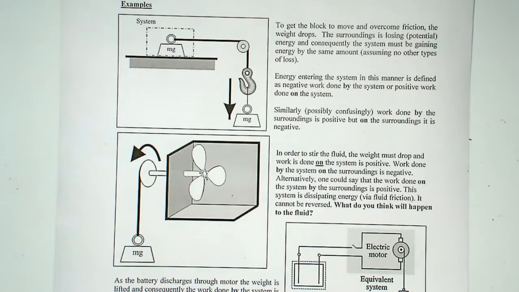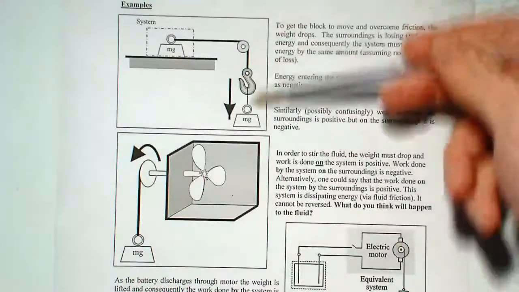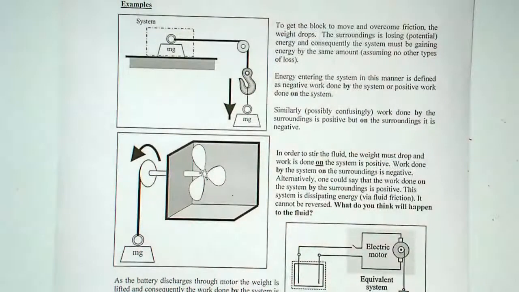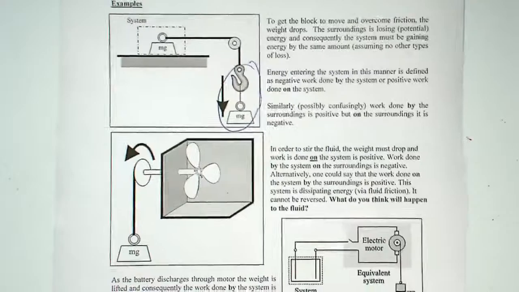Now, in this case, and in other cases, the other part of this, for example, in this case, you've got a falling weight, and you've got a weight which is on a flat surface. I'm going to call this the surrounding in this case. This represents my surrounding.